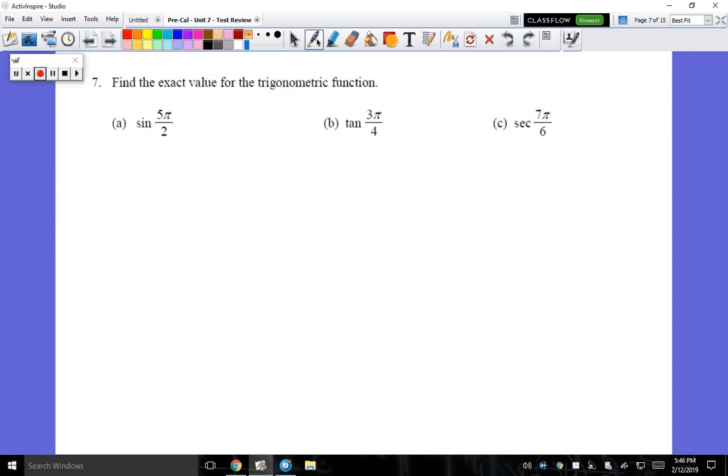Okay, so number 7 is very similar to number 6. The only difference is we are now given our angles in radian form. Okay, so unit circle memorization is going to help tremendously with this again. So let's find 5 pi over 2. We need to identify that first this is pi over 2.